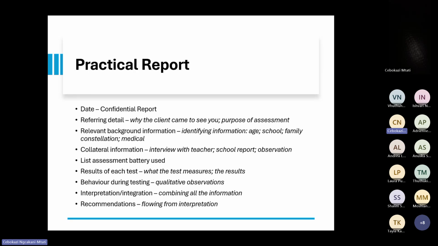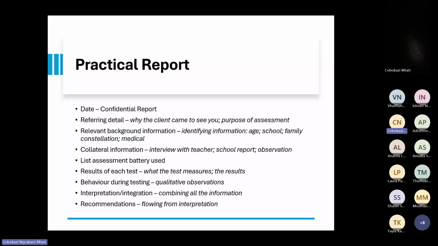And then you'd also include collateral information. That would be the interview with the teacher, the school report, and the observations within the classroom setting, or even at home, as well as maybe your initial observations. Then you need to list all the assessment batteries that you have used, and then you have to complete the results for each test. When you write up the results of each test, before you include the results, you need to indicate what each of these tests measure, and then you include the results.